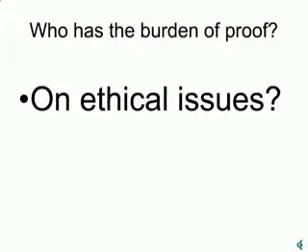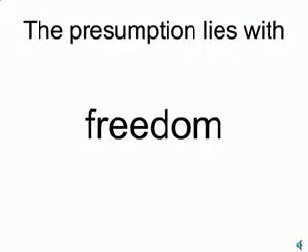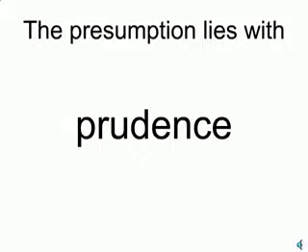Now, it's very difficult to figure out exactly who has the burden of proof on ethical issues. Some philosophers maintain that presumption lies with freedom, and in absence of evidence to the contrary, something which is ethically questionable should be permitted. Other philosophers would say that presumption lies with prudence, and in the absence of justification for a given action, we should err on the side of caution and prohibit it.